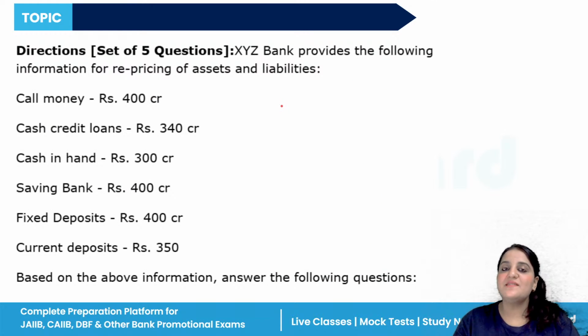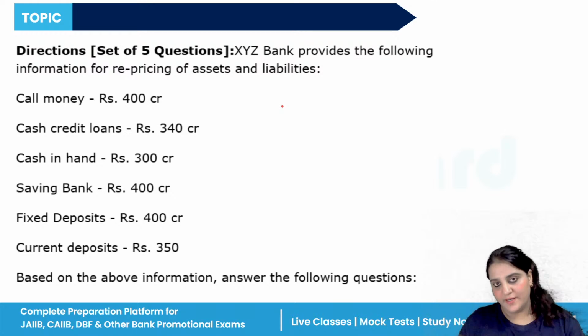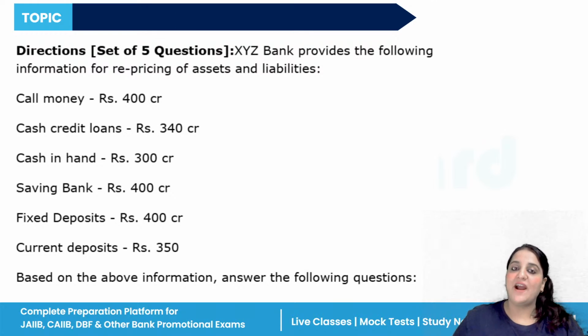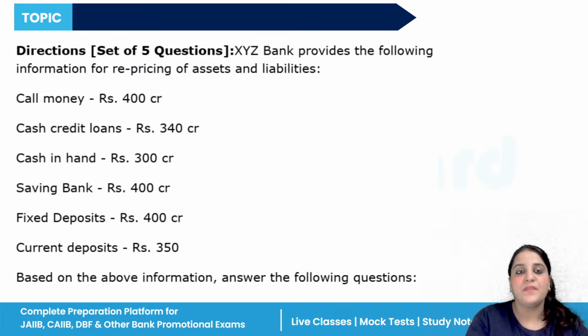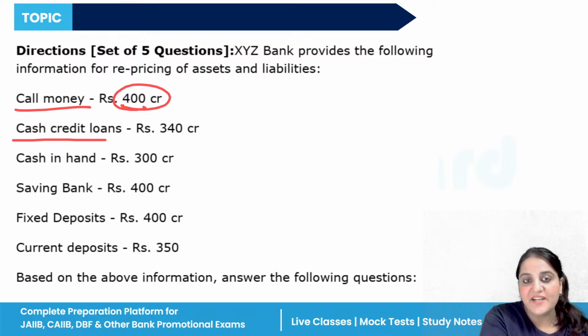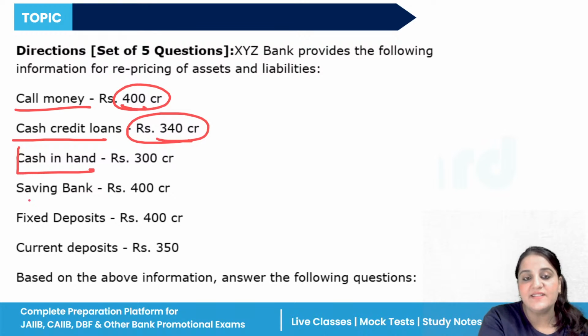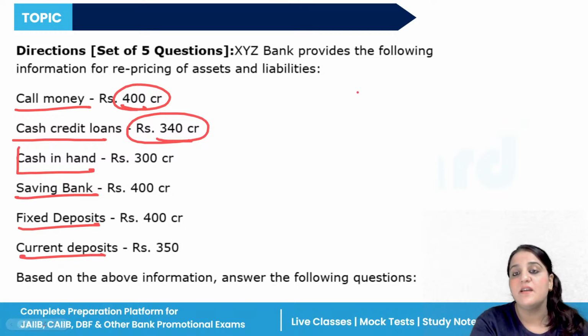Okay, 5 questions are now based on this particular data. XYZ provides the information for repricing of assets and liabilities. Call money is given as 400 crore. Cash credit loans are given as rupees 340 crore. Cash in hand, savings bank, fixed deposit, current deposit. Now we have to calculate the adjusted gap in repricing assets and liabilities.